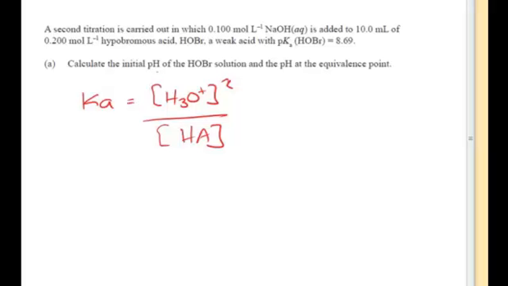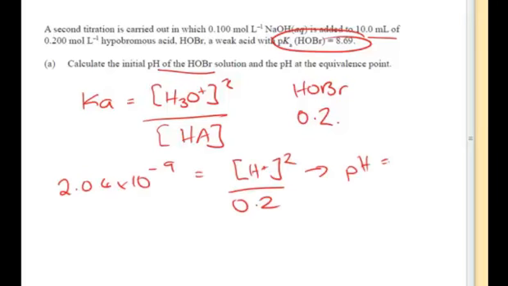And we're asked to calculate the pH of the initial weak acid solution. We're given some information. We're given the pKa. We're given a concentration of the weak acid, which is 0.2. And from that we should be able to do some calculations. So when we follow through and do that, convert the pKa into a Ka and use that, we get a pH of 4.69.